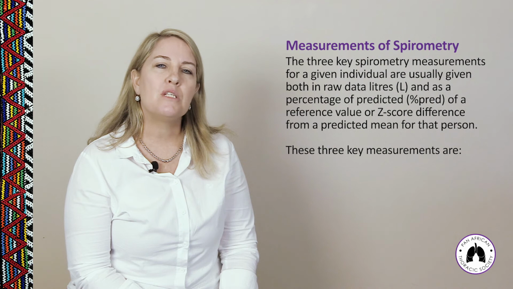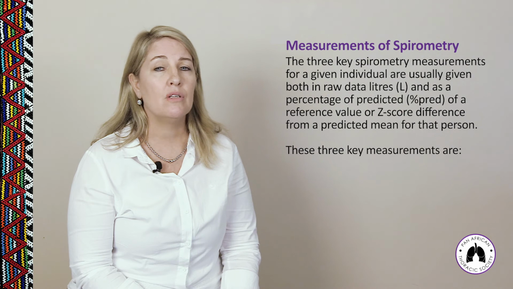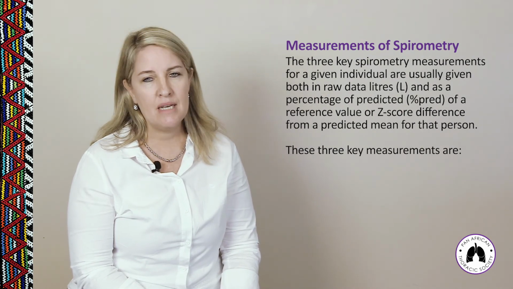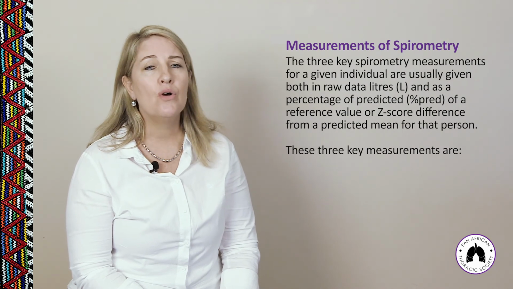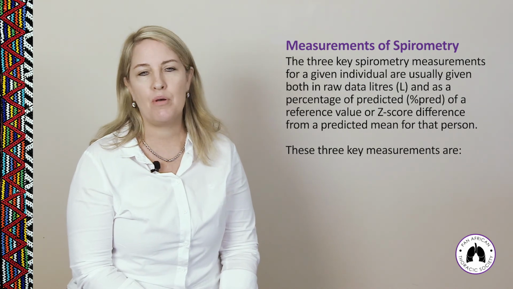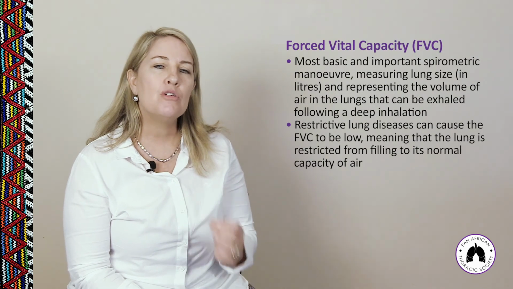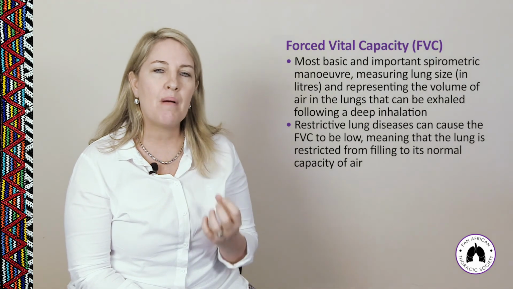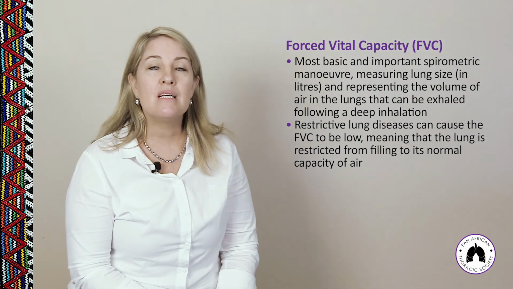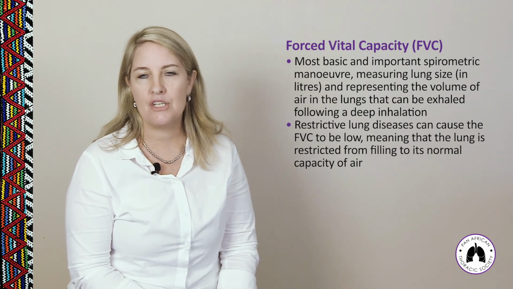Let's look now at the measurement of spirometry. There are three key spirometry measurements for a given individual, and they are usually given in raw data in liters and as a percentage of predicted of a reference value, or more appropriately as a Z-score difference from the predicted mean for that person. The three key measurements are, first, the forced vital capacity. This is the most basic and important spirometric maneuver, which measures the lung size in liters and represents the volume of air in the lungs that can be exhaled following a deep inhalation.